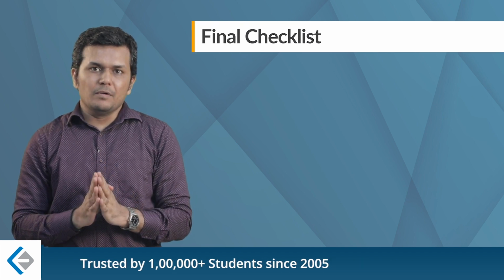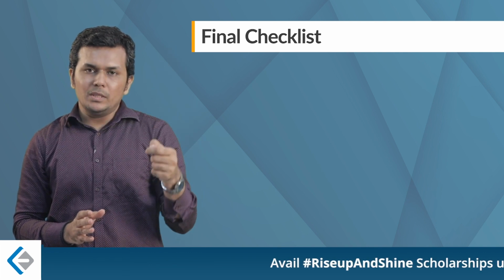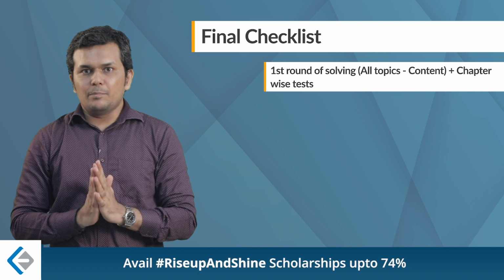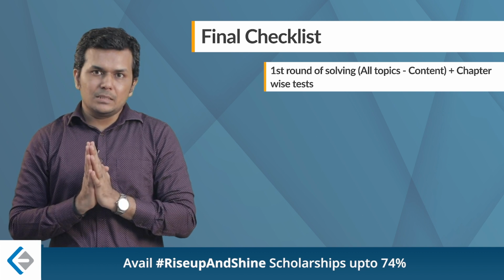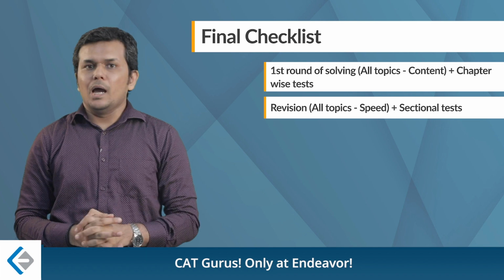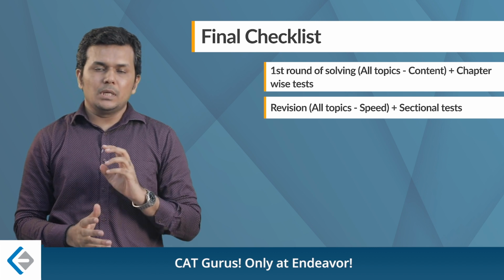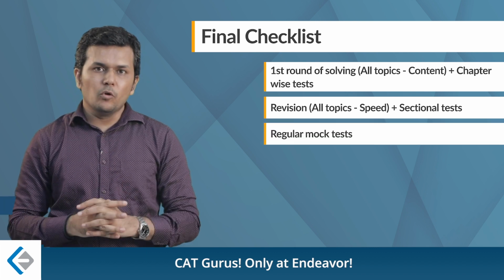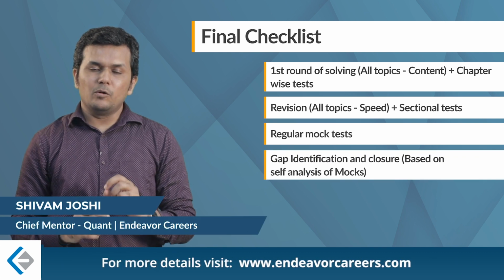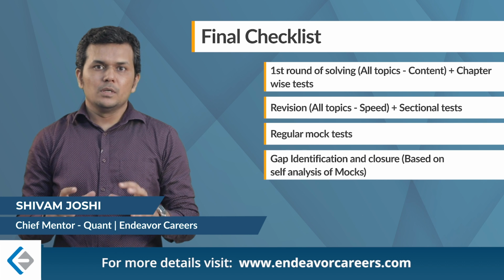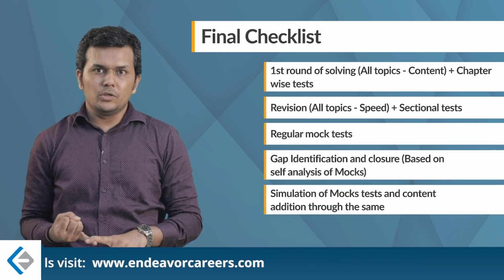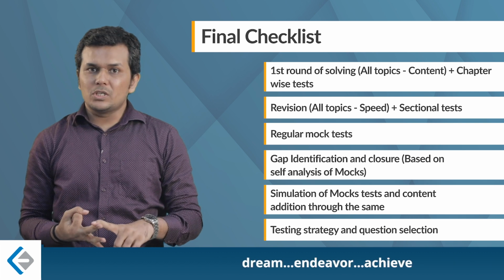By the mid of November, you should try to achieve all these points. Number 1, the first round of solving for all the chapters and the chapter wise tests. Number 2, revision of all the chapters in a time bound format and taking the sectional tests. Number 3, take the mocks regularly. Number 4, analyze your mocks on a regular basis and identify the gaps and work on those areas. Number 5, simulation of mock tests and achieving the right amount of content addition, test strategy and question selection through the same.